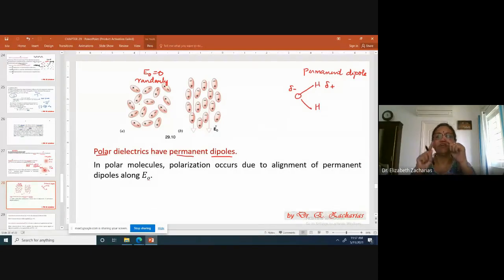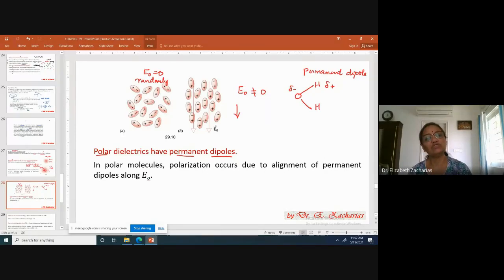Think of random vectors in different directions. If you put them together and get the vector sum, it will be zero or close to zero because they are all randomly oriented. Next, in the next picture, you're going to apply an electric field, and you're going to apply it in this direction.